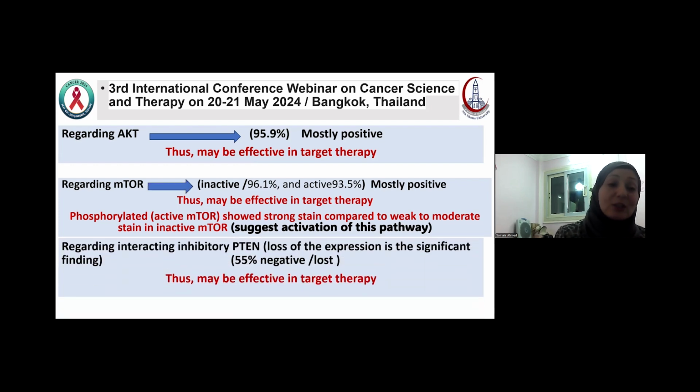Finally, PTEN, which is a tumor suppressor gene, and as I informed you, loss of PTEN is the positive result, because PTEN suppresses cell proliferation. If it is lost, it will allow cell proliferation. So loss of PTEN expression was found in about 55% of prostatic adenocarcinoma cases. So it also has a role in prostatic adenocarcinoma, but less than the AKT and mTOR activation pathway.